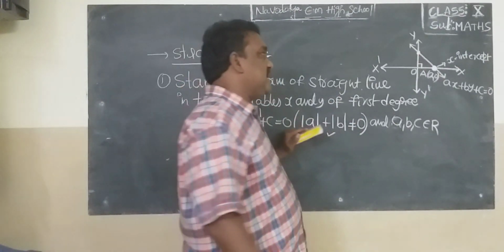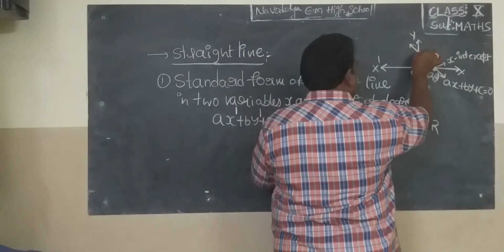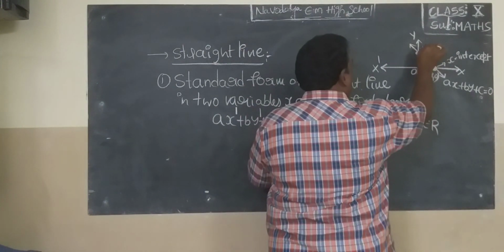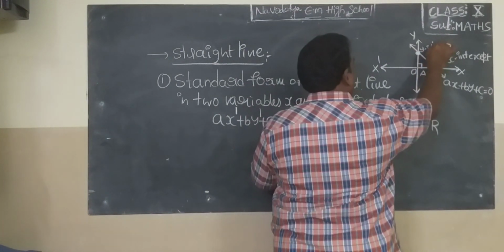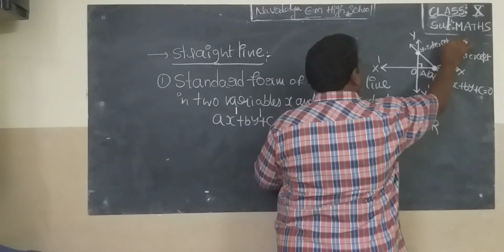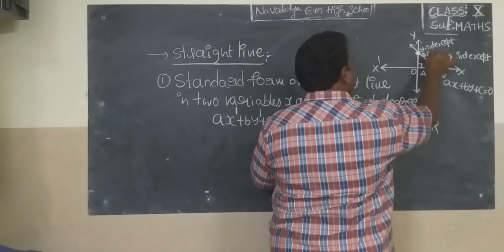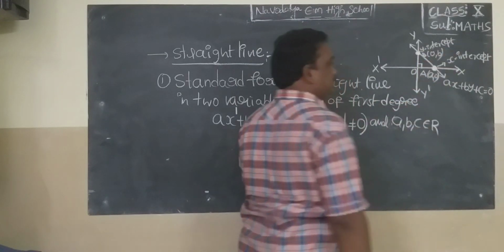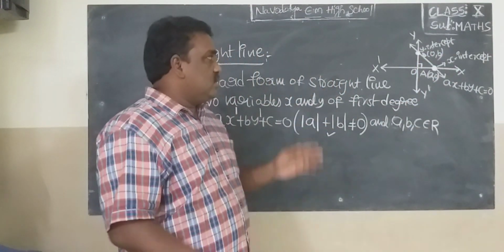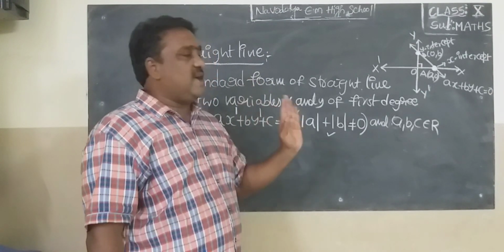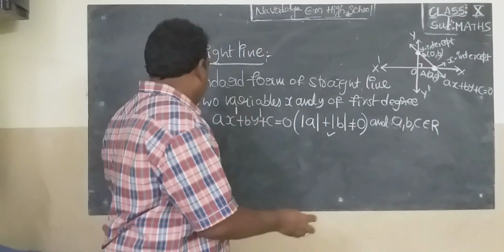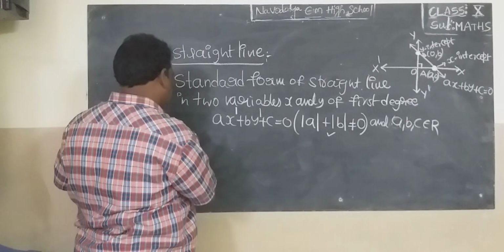It is known as x-intercept. Similarly, the y-intercept. Let it be some capital B, it is 0 comma small b. Okay? So a straight line touches the x-axis at one point. It is known as x-intercept.